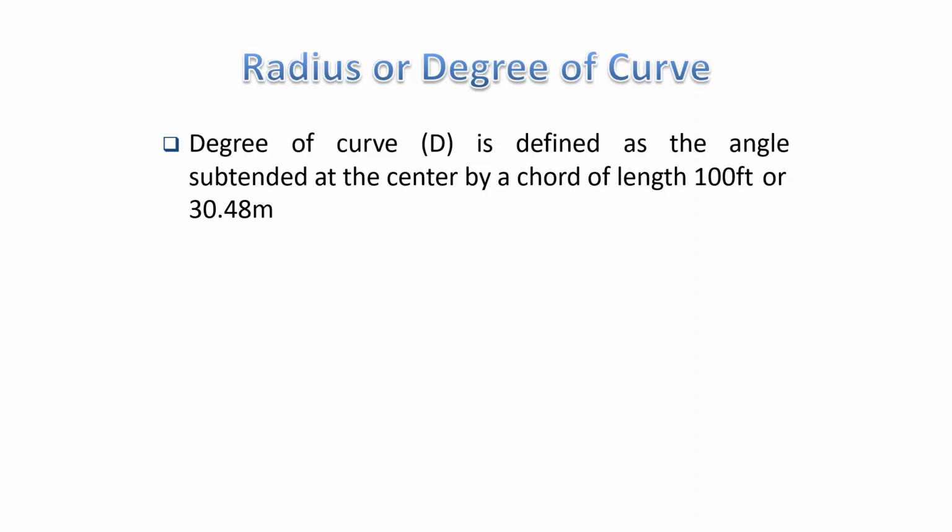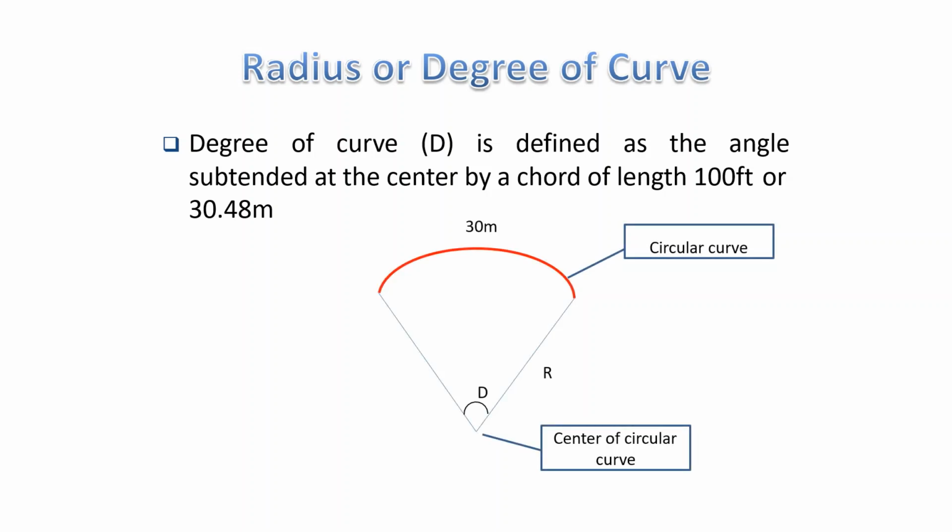Now, the degree of the curve is defined as the angle subtended at the center by a chord of arc length 100 feet. This 100 feet is equivalent to 30.48 meters. So the degree of the curve is defined as the angle subtended at the center by an arc length or chord length of, say, 100 feet. So every curve can be defined either by its degree or by its radius. Once the degree is given to you, how do we find the radius? That we will see now.